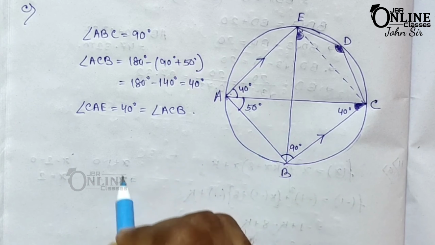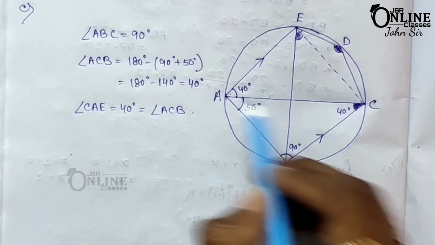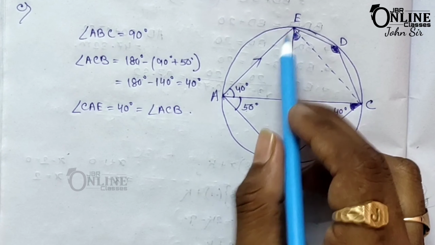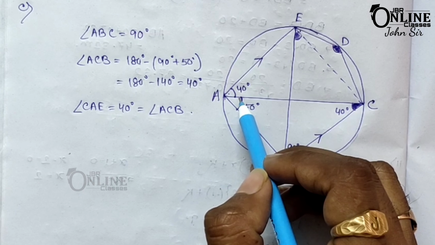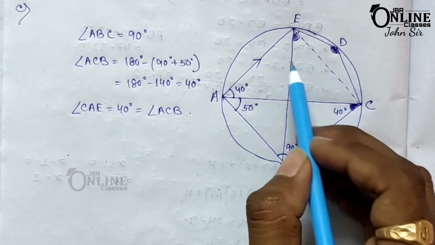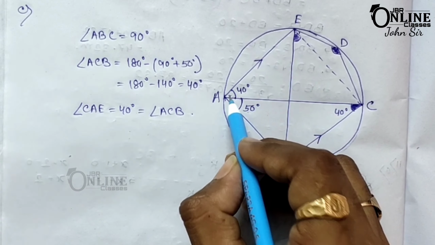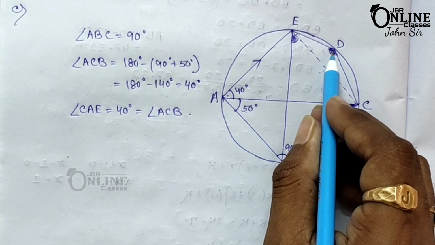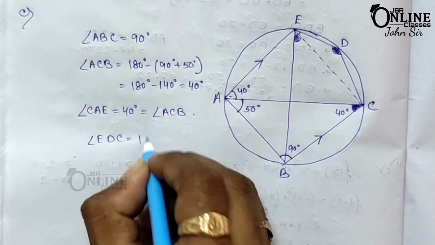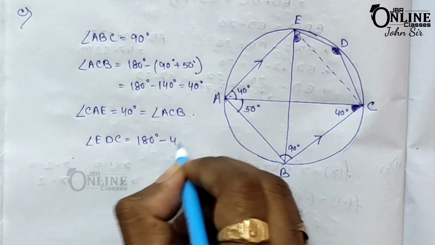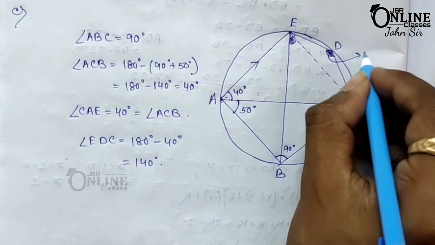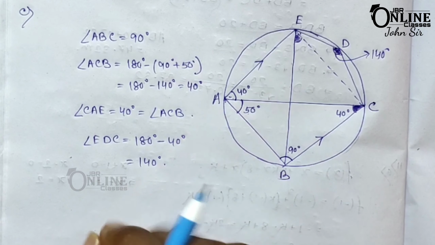Clear? Now next, here ACDE is a quadrilateral. In a quadrilateral, the sum of opposite angles equals 180. That means this one plus this one equals 180 degrees. So angle EDC equals 180 minus 40, that equals 140 degrees. So this one equals 140. That is the second answer.